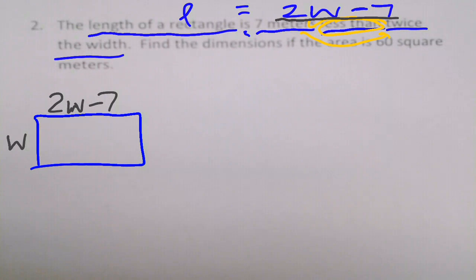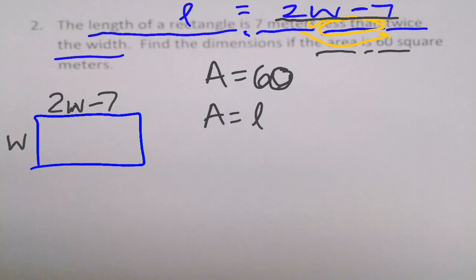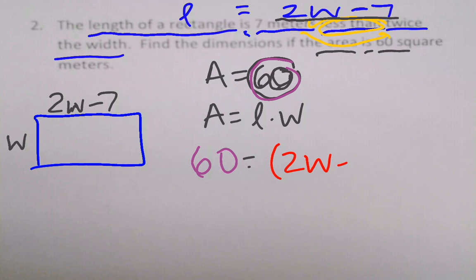Well, let's look at what they gave me in the last part. The area is 60 square meters. So that means A is 60. So if I plug into my formula of area equals length times width, I know that my area is 60, so 60. My length is equal to 2W minus 7, and then I just still have this little W hanging out there.